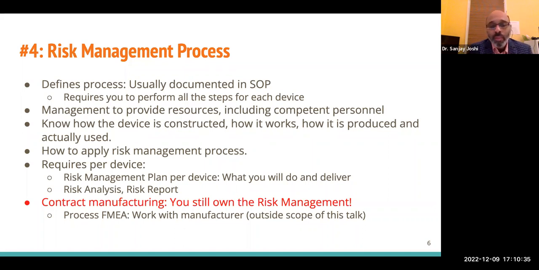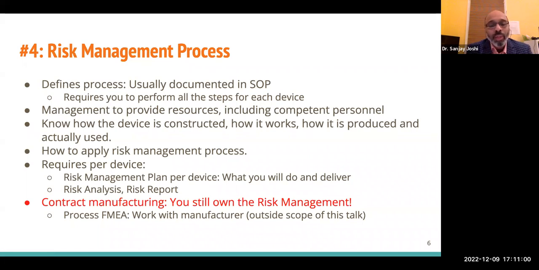What you require per device is a plan. And this is again very common for a medical device world, that you always have a plan that says what you will do and deliver, and the evidence that you did it. And that evidence is typically the risk analysis document itself and the report at the end of your project, or of the risk.